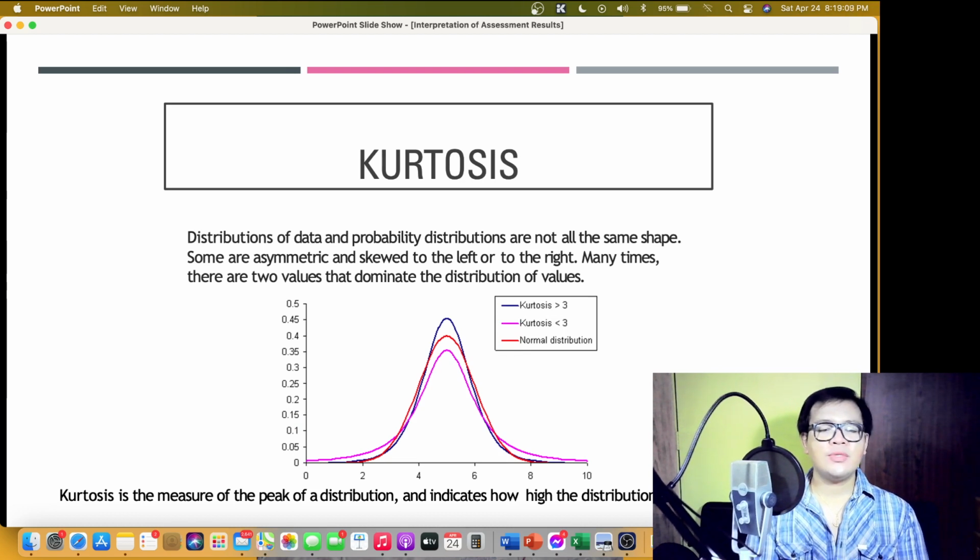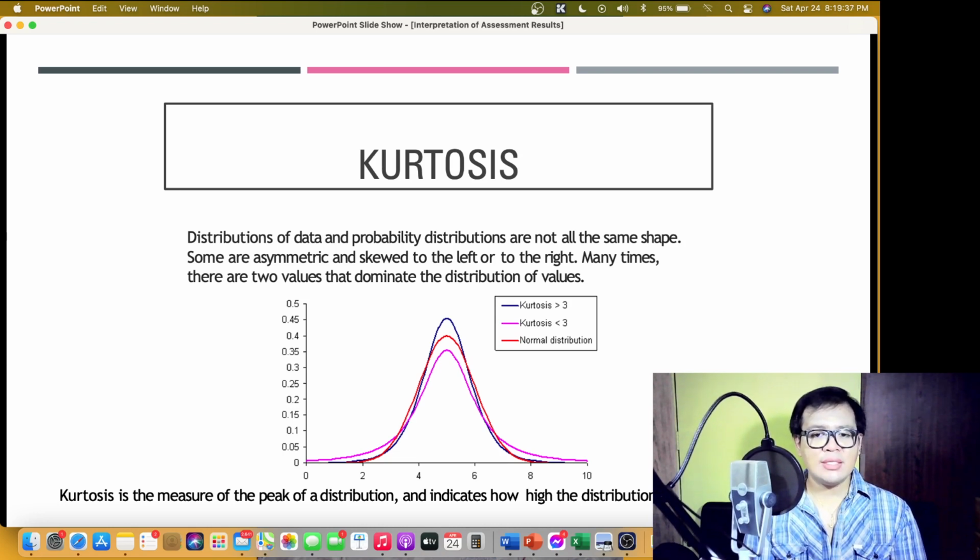Kurtosis. When you say kurtosis, it's more likely about the distribution of data; probability distributions are not all the same shape. Some are asymmetric and skewed to the left or to the right. Many times there are two values that dominate the distribution of the values. As you can see, it is represented by decimal points in the vertical, and in the horizontal level are actual whole numbers. And as you can see, the dark colored is considered as more than 3, less than 3 is colored violet, and red is the normal distribution.